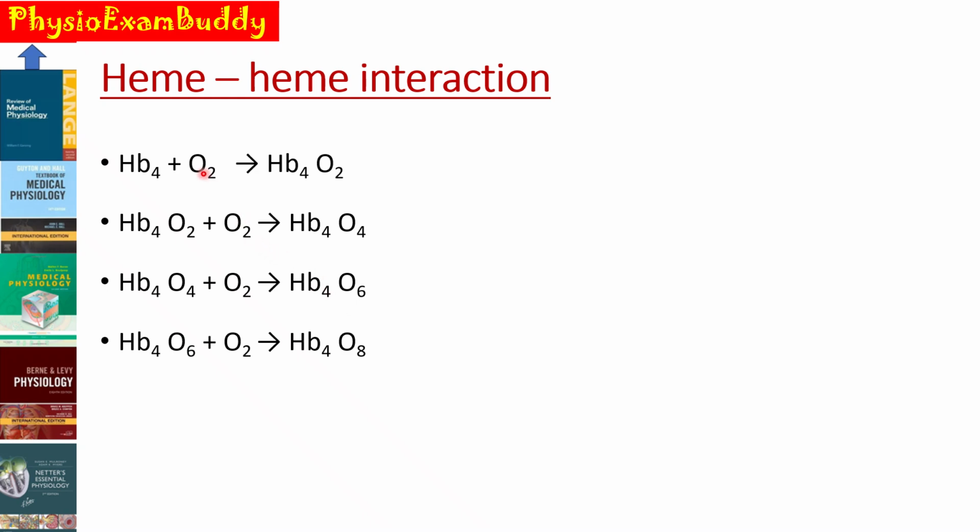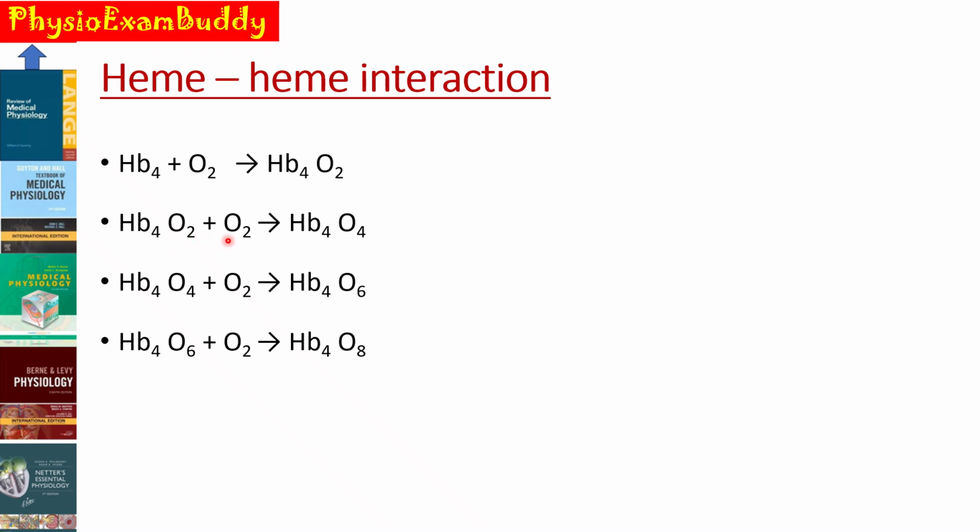Because it contains 4 deoxyhemoglobin units, the hemoglobin molecule can also be represented as Hb4, and it will react with 4 molecules of oxygen to form Hb4O8. This reaction is known as the heme-heme interaction. That is, first of all, the deoxyhemoglobin Hb4 will combine with an oxygen molecule to form Hb4O2. Again, it increases the oxygen carrying capacity of the hemoglobin.